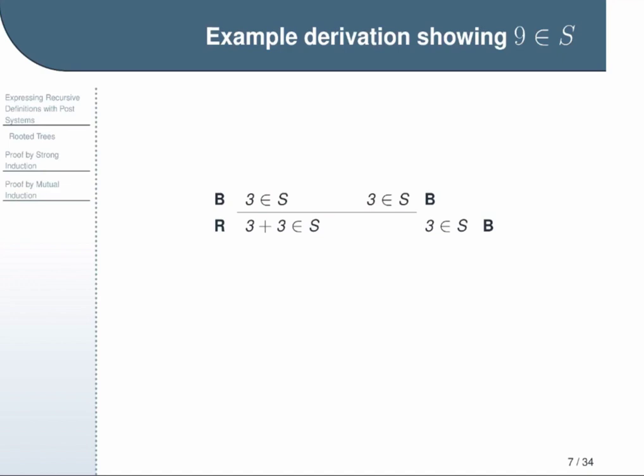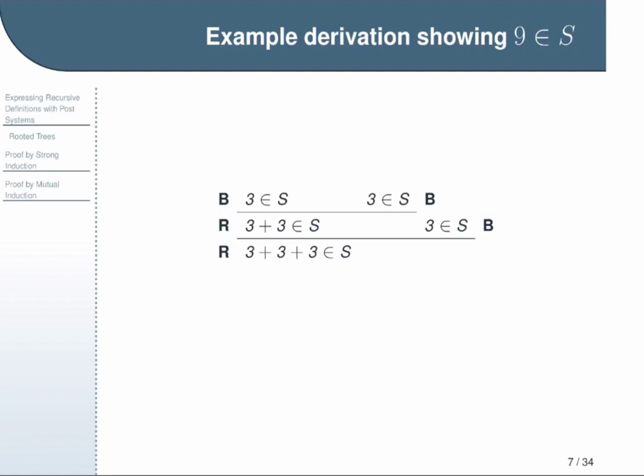So then I pull in another axiom. In this case, I need another 3, right? I know I'm headed for 9. And I know I can now repeat this inference rule, this R, my first rule. And so I repeat it, and now I have 3 plus 3 plus 3 is in S, right? And I use my intuitive knowledge of what 3 plus 3 plus 3 is to conclude that that is 9, and I have now completed a derivation of 9 in this post system.